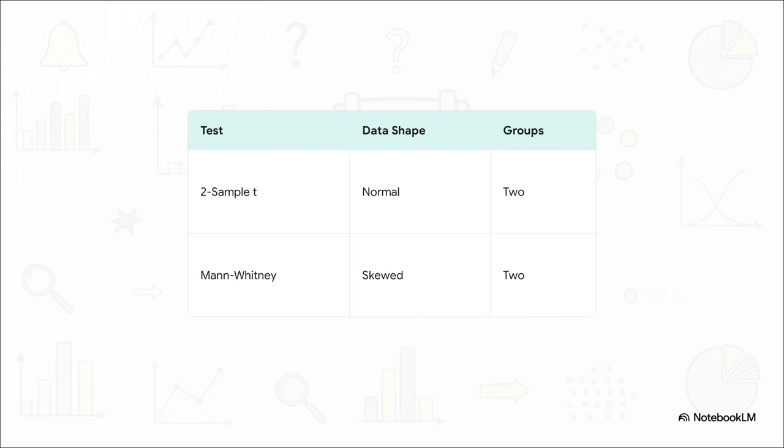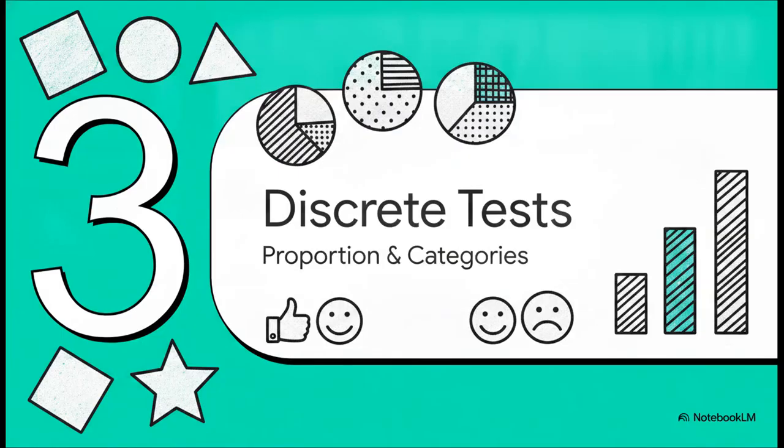But hey, reality is messy, right? Sometimes your data is heavily skewed. It completely fails the normality test. If that happens, the parametric king steps aside, and you must use the non-parametric alternative, the Mann-Whitney test. Because your data is skewed, Mann-Whitney compares the medians instead of the means, ensuring your conclusions aren't corrupted by a few massive outliers. Section 3, Discrete Proportion Tests.